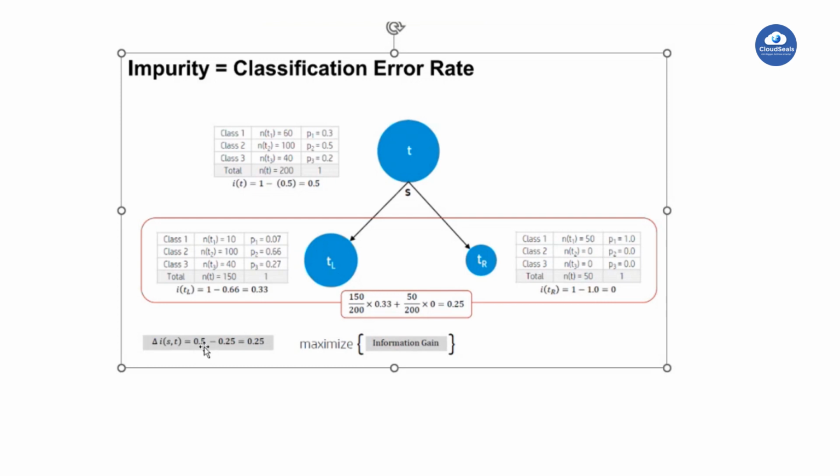That's why 0.5, sorry, this is the 0.5. 0.5 minus what we will get through these two, 0.25. So 0.5 minus 0.25 is 0.25. That is the information gain. Okay. Same thing, I already told you.